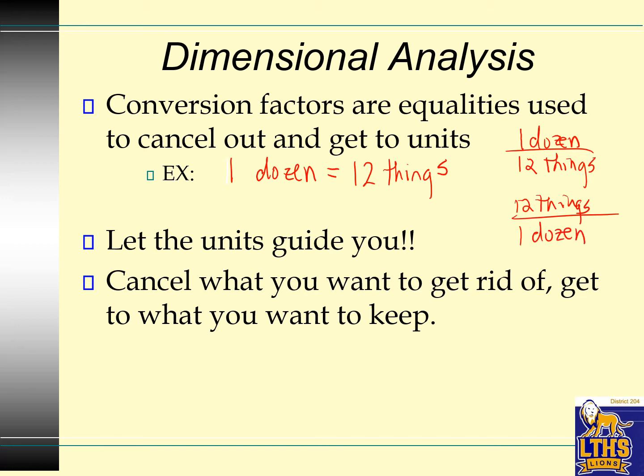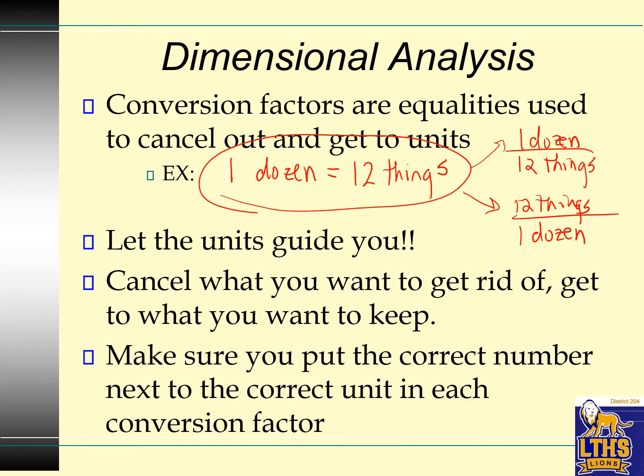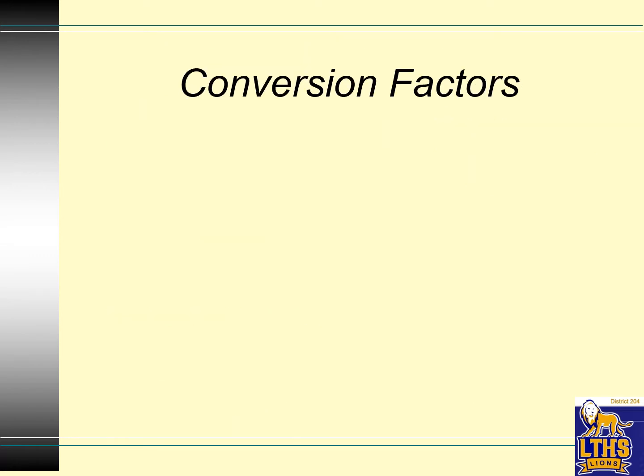Okay, so the units are going to guide you, and you're always going to set up an equality, turn it into a conversion factor so that what you're trying to get rid of goes on the bottom, and what you're trying to change it to goes on the top. So cancel what you want to get rid of and change it to what you want to get to. You have to put the correct number with the correct unit so that it works out the way you want. So let's practice.